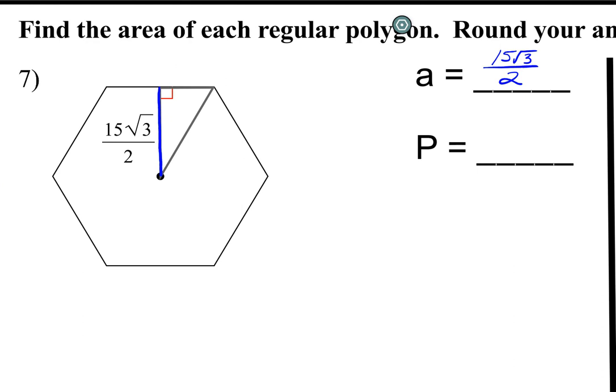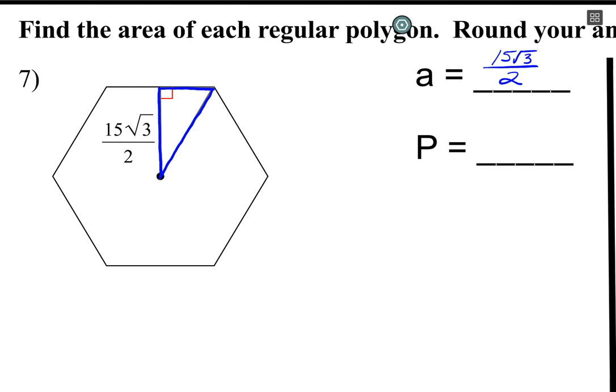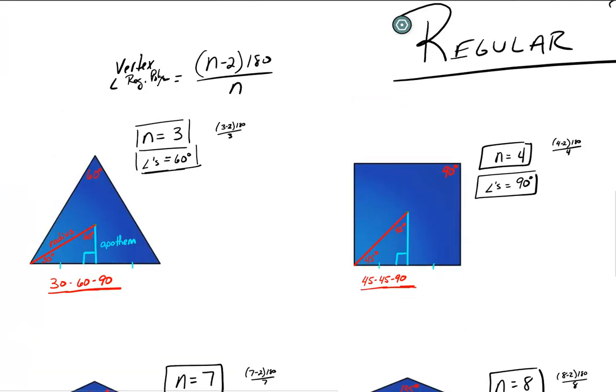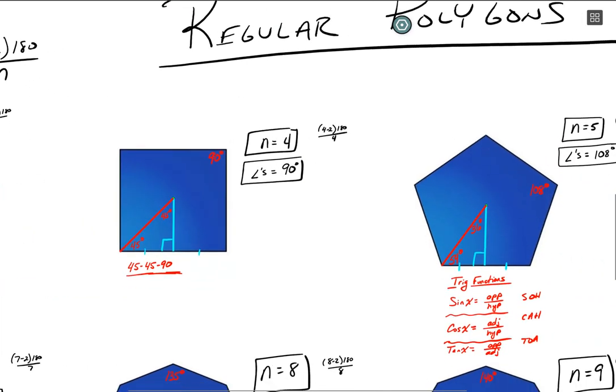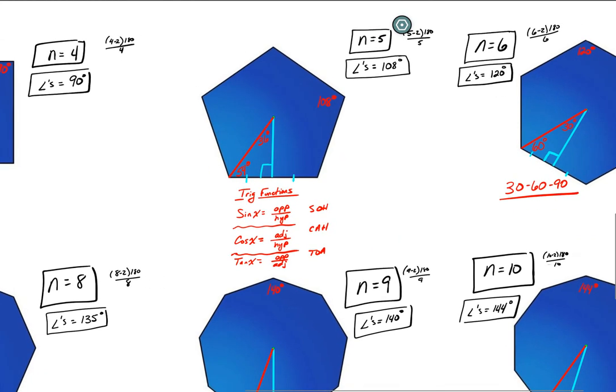At this point, what do I need to do? I have to figure out what type of triangle was created by the apothem and the radius, correct? How many sides does this have? Has 6 sides. So let's go back to our notes. 3 sides, the apothem and radius make a 30, 60, 90, right? 4 sides, 45, 45, 90. 5 sides, 54, 36, 90. Probably use trig functions, right?